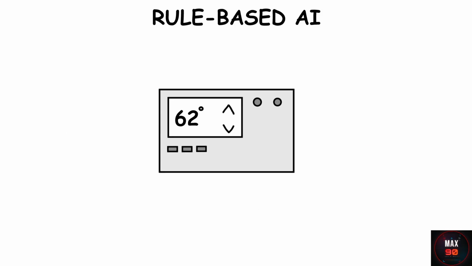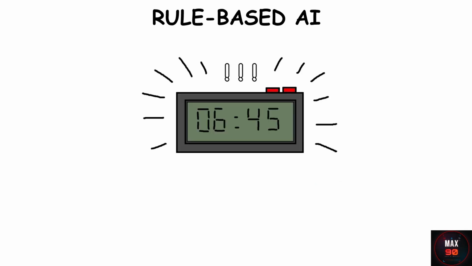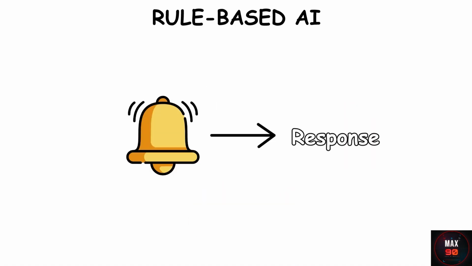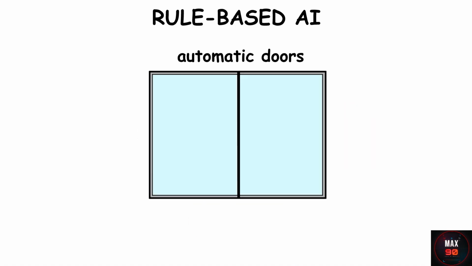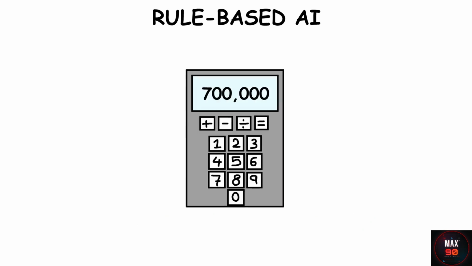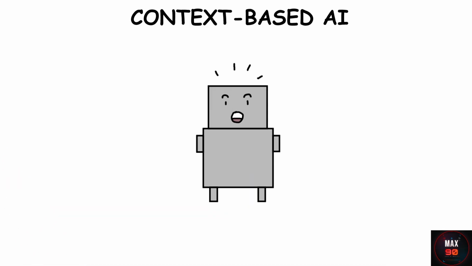For example, a thermostat turns on the heater when it senses the temperature is too low, and an alarm clock rings at a set time. These kinds of devices don't change or learn. They just respond to certain triggers. Other examples are automatic doors that open when someone walks up to them, or a calculator that does math for you.